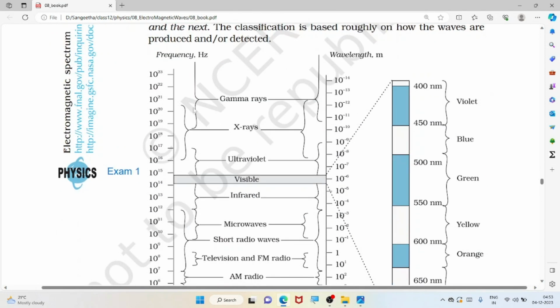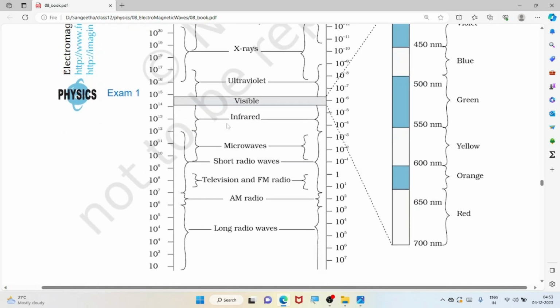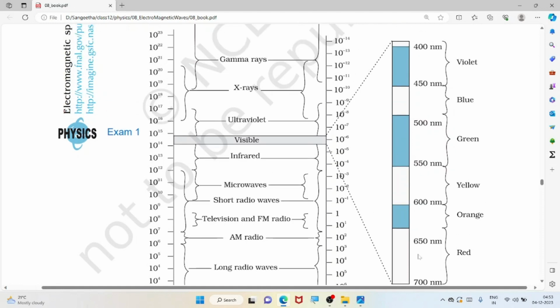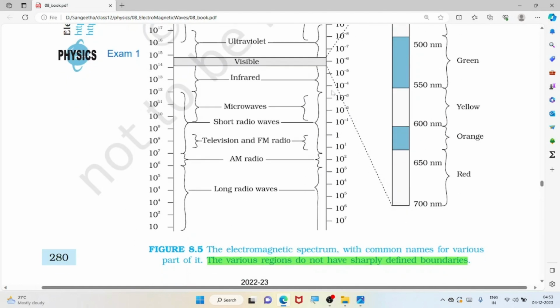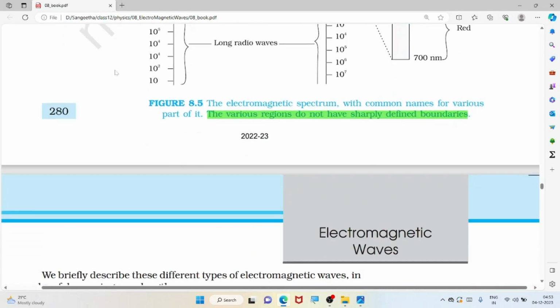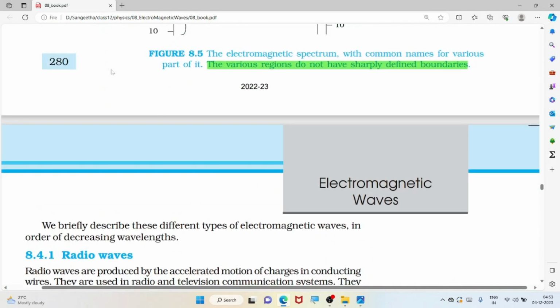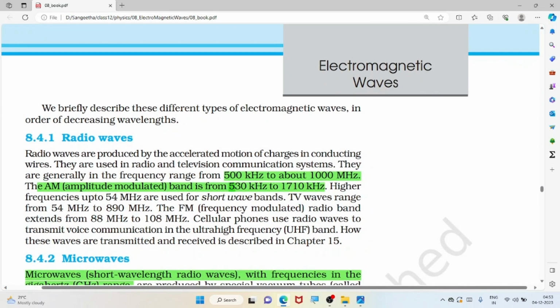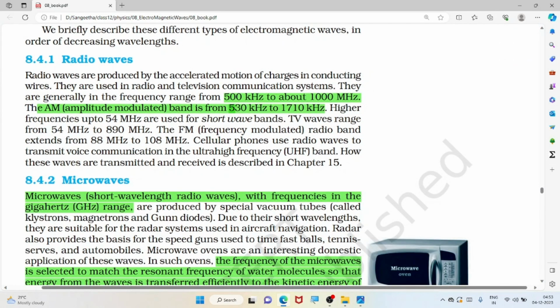So these are the various spectrum: gamma rays, X-rays, and the wavelength range of each. This is the visible wavelength, the visible spectrum from this wavelength to this wavelength. Radio waves.